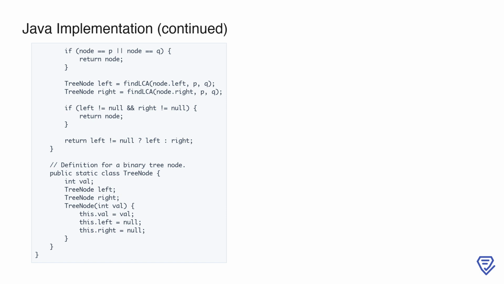On the other hand, if only one of the recursive calls is non-null, it means both P and Q are located in the same subtree. In such cases, we return the non-null result. Finally, we include the definition for the TreeNode class, which represents the structure of a node in the binary tree. Each tree node has a value, and pointers to its left and right children, both of which are initially null. This completes the implementation of the solution in Java.